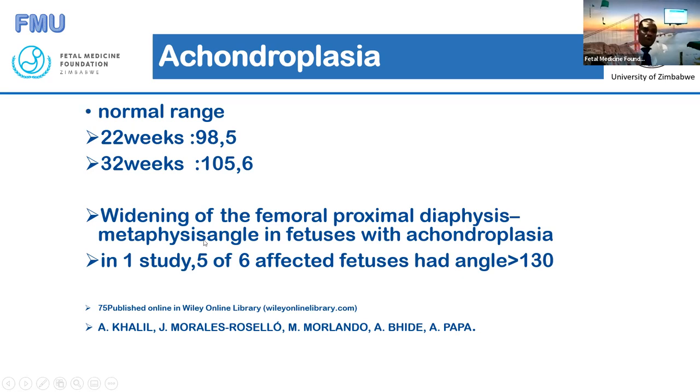And these are the normal ranges, right? At 22 weeks, the angle should be 98 degrees, and at 32 weeks, it should be 105. So if you find an angle greater than 130, it's really typical of achondroplasia, right?